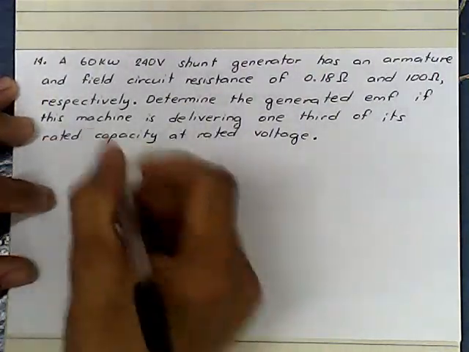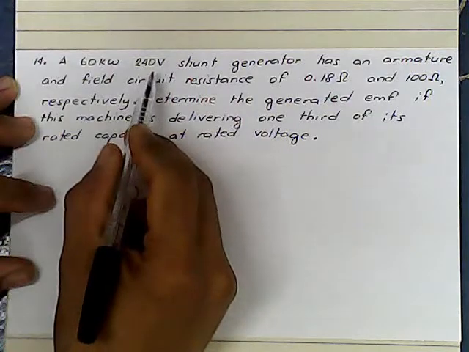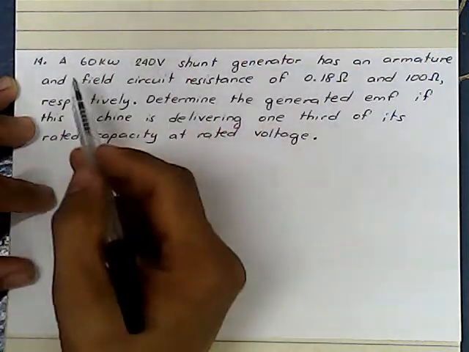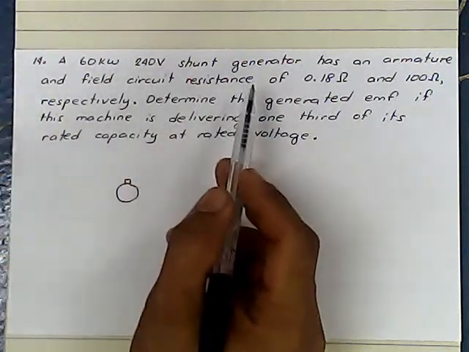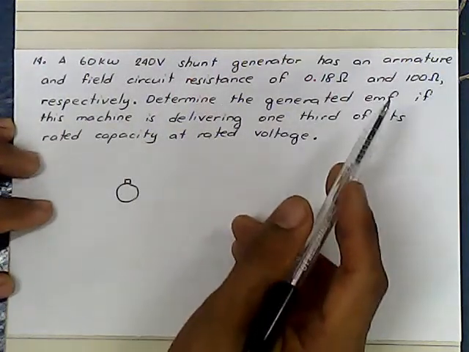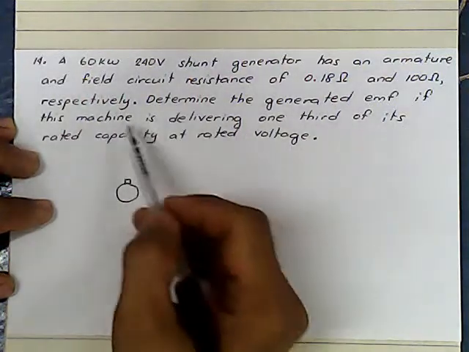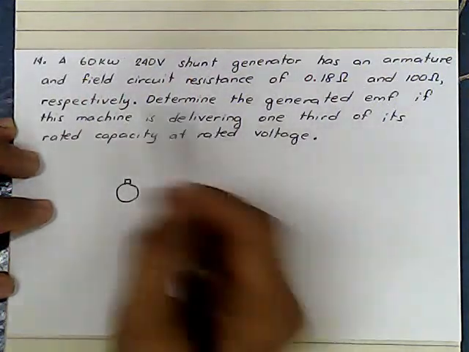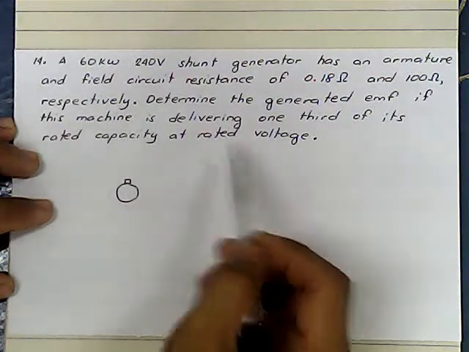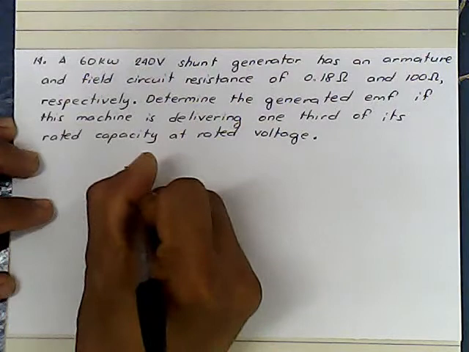Okay, so a 60 kilowatt 240 volt shunt generator has an armature and field circuit resistance of 0.18 ohm and 100 ohm respectively. Determine the generated EMF if this machine is delivering 1/3 of its rated capacity at rated voltage. So, drawing ulit natin yung diagram.